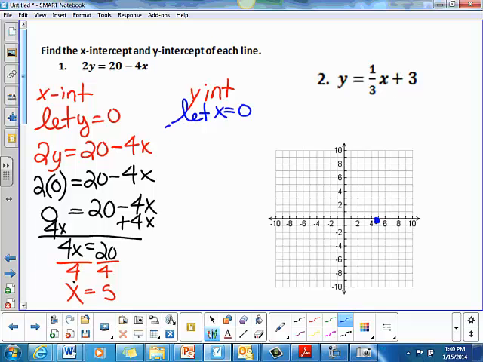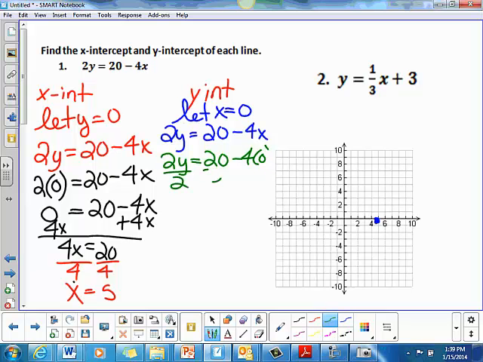Okay. So I have 2y equals 20 minus 4x. Annika said let x equal 0. 2y equals 20 minus 4 times 0. What is 4 times 0? 0. So really I have 2y equals 20. Divide both sides by 2. Y equals 10. So where am I going to plot my point? 10 on the y-axis. Yeah, the positive 10 on the y-axis.